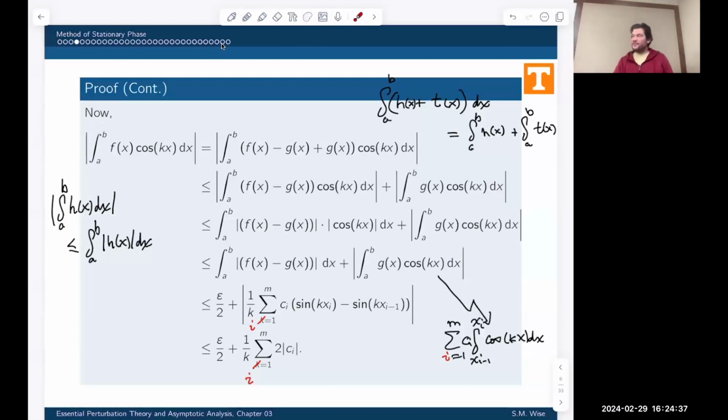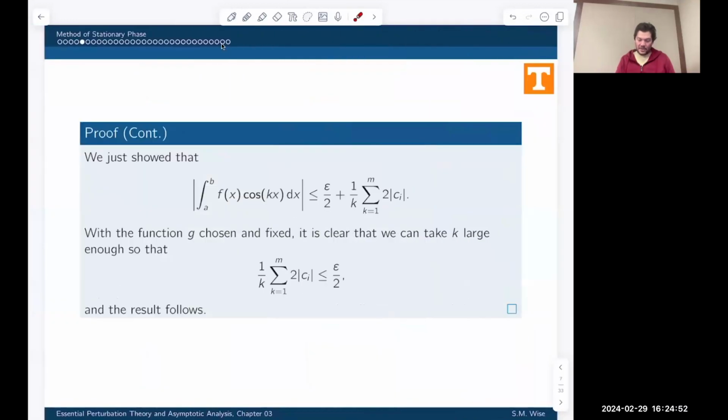The largest that could be is 2, right? Because it could be 1 minus a minus 1. So this could be as large as 2. So that's why I'm going to put the 2 here. All right, so now I have this expression. That's what I just showed. So I hope you all believe that.